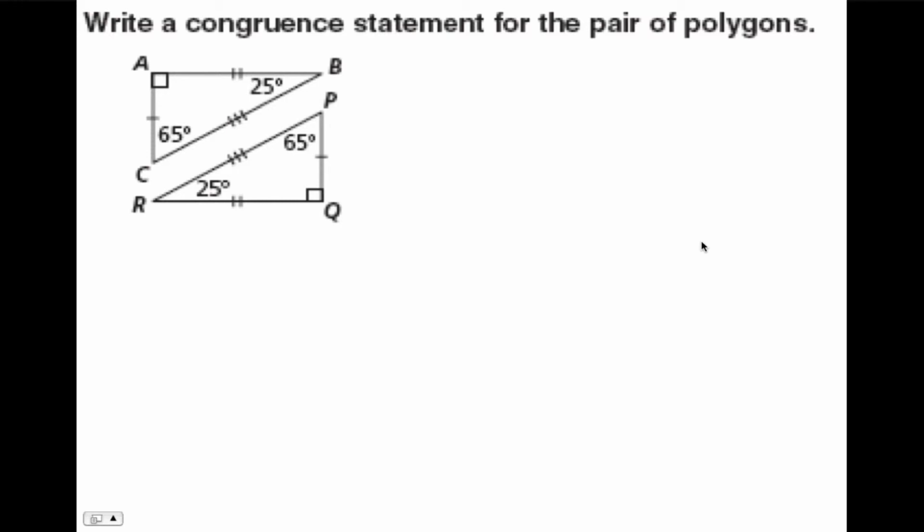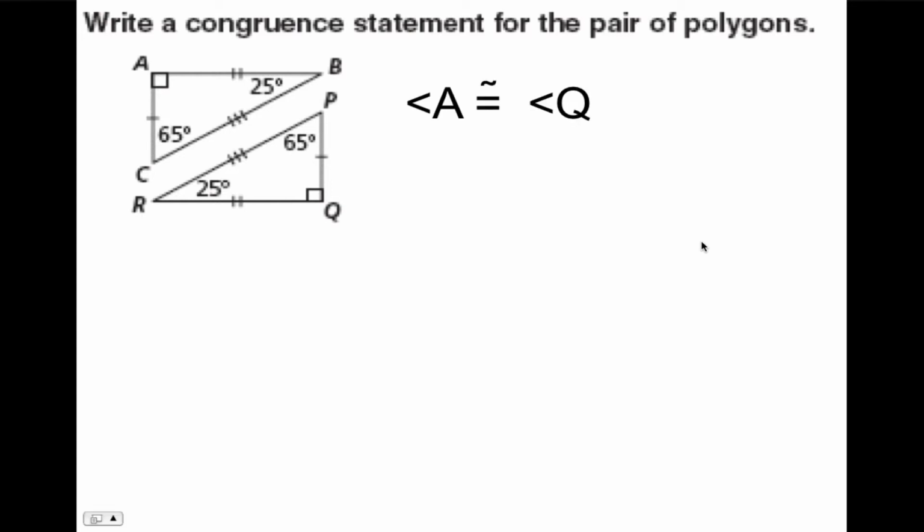And we can see the angles as well. 25 degrees equals 25 degrees, 65 matches 65. And of course the right angles match one another. So if we want to name a congruent statement, we just have to name 3 parts that match and then name the triangles properly. For example, I'm going to name an angle and a side and an angle, which is one of the ways that you're allowed to do it.